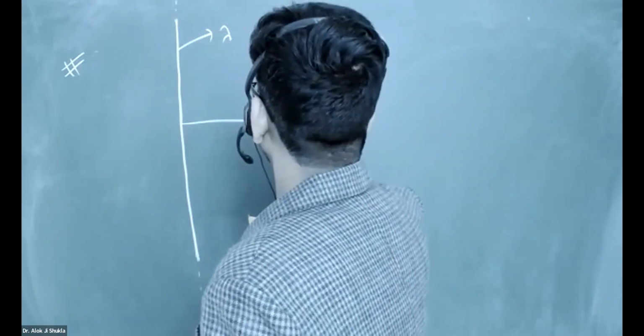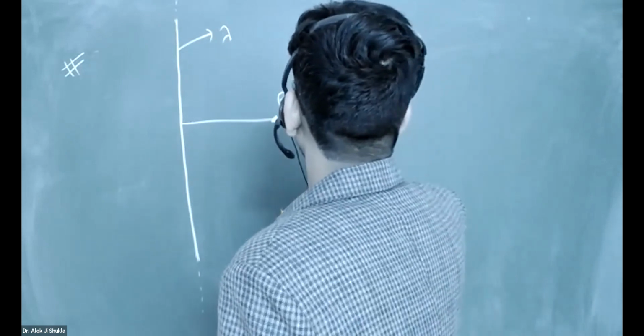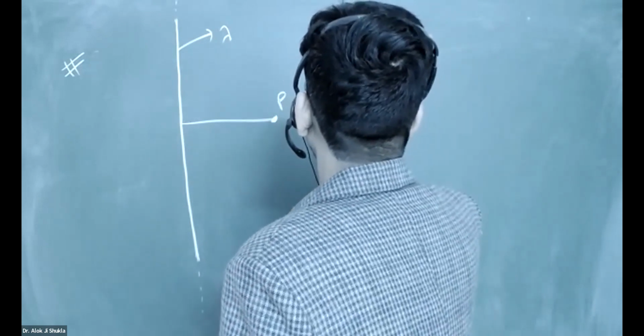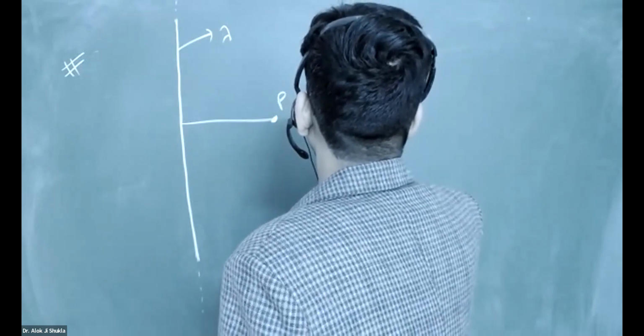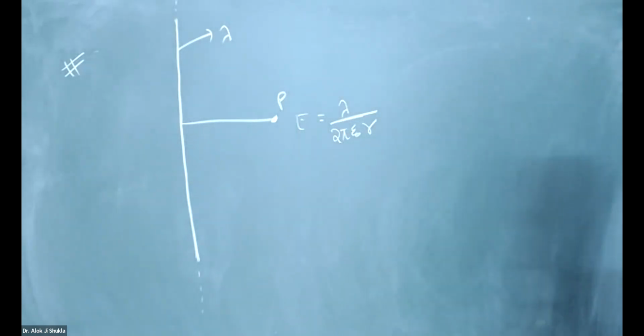याद है? सर लैम्डा बाय 2 एप्सिलॉन नॉट आर. Pi नहीं होगा, सर होगा. Lambda upon 2 pi epsilon naught r.